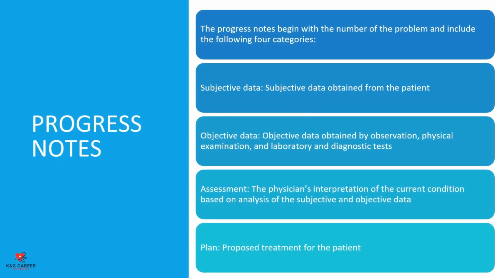Progress notes. The progress notes begin with the number of the problem and include the following 4 categories: subjective data obtained from the patient; objective data obtained by observation, physical examination, and laboratory and diagnostic tests; assessment, the physician's interpretation of the current condition based on analysis of the subjective and objective data; plan, proposed treatment for the patient.